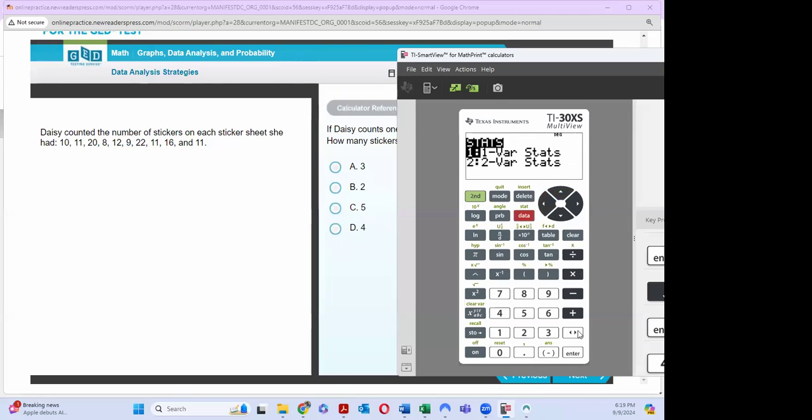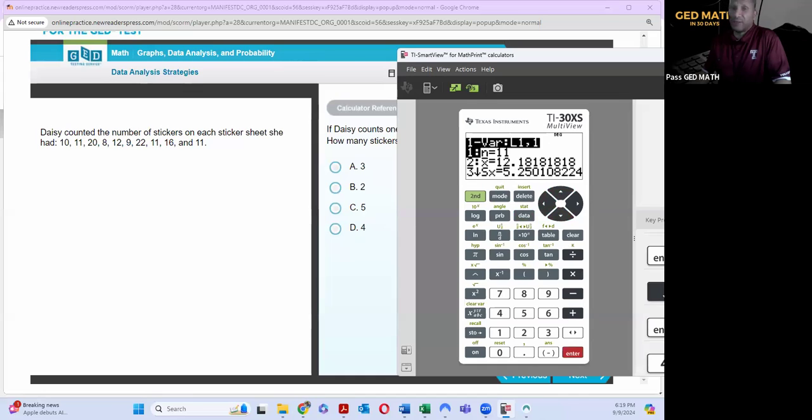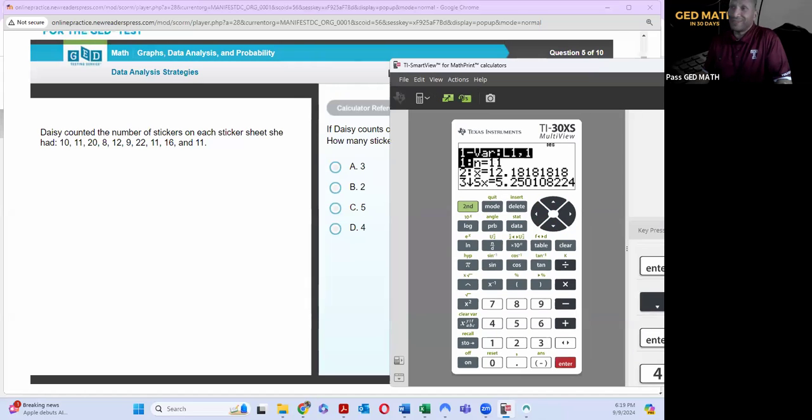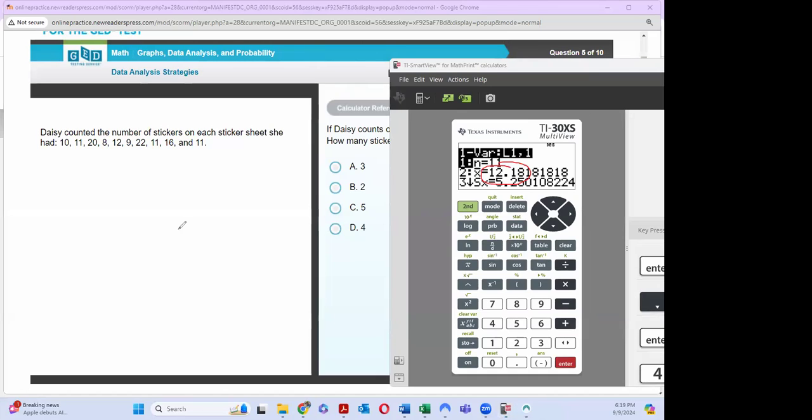Second data, one variable, calculate. The average is 12.18. Yeah, the average. So that's the one that's close. I guess they're rounding off. That's the one that's closest to 12, which is 4.